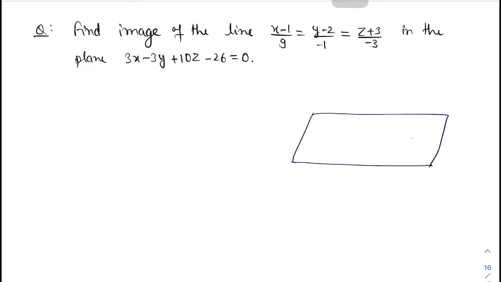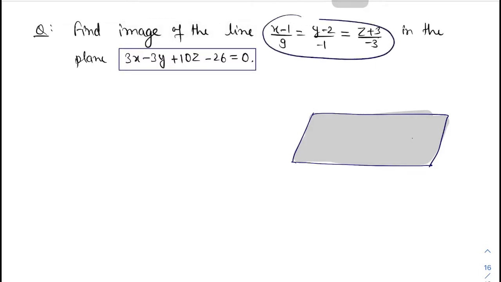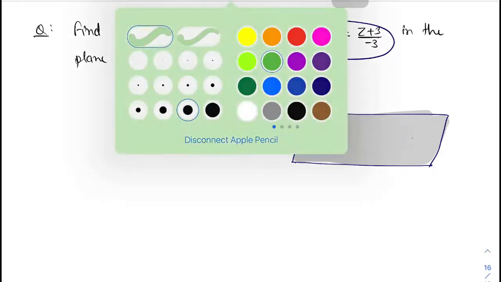Let this be our plane. Okay, and the equation of the plane is this. We have to find the image of this line. The one thing we can observe here is that this line and the given plane are parallel.